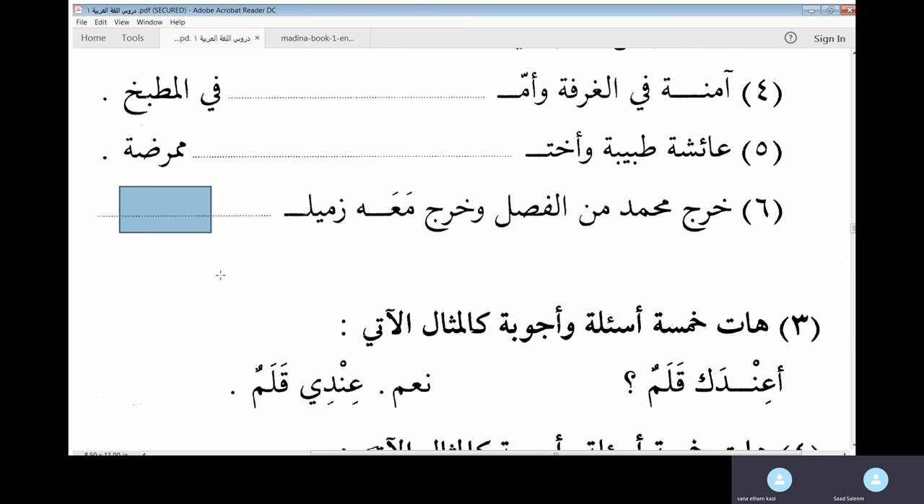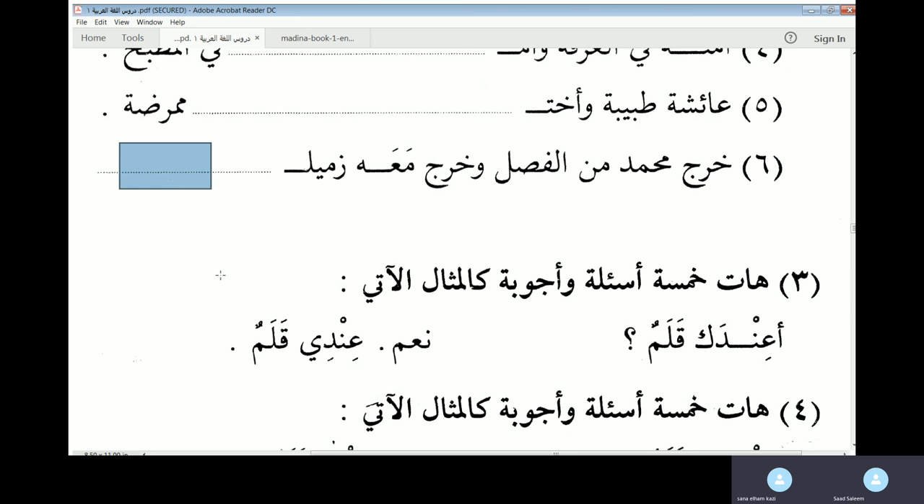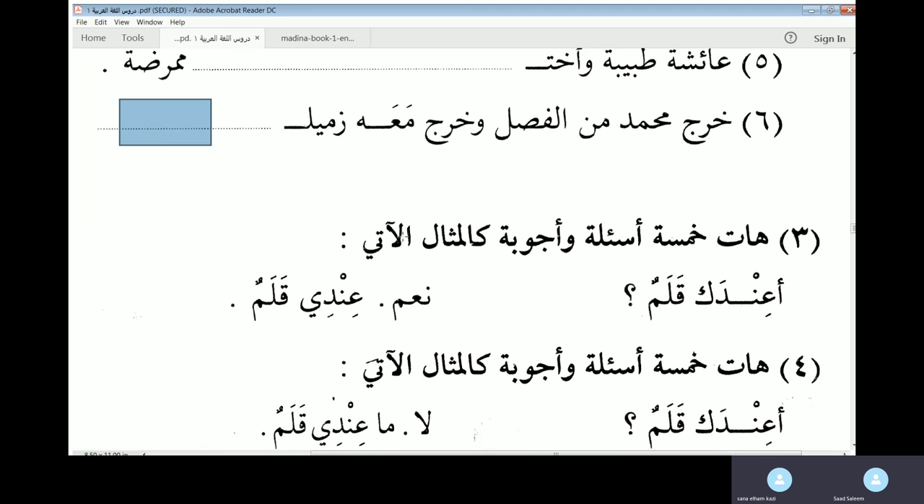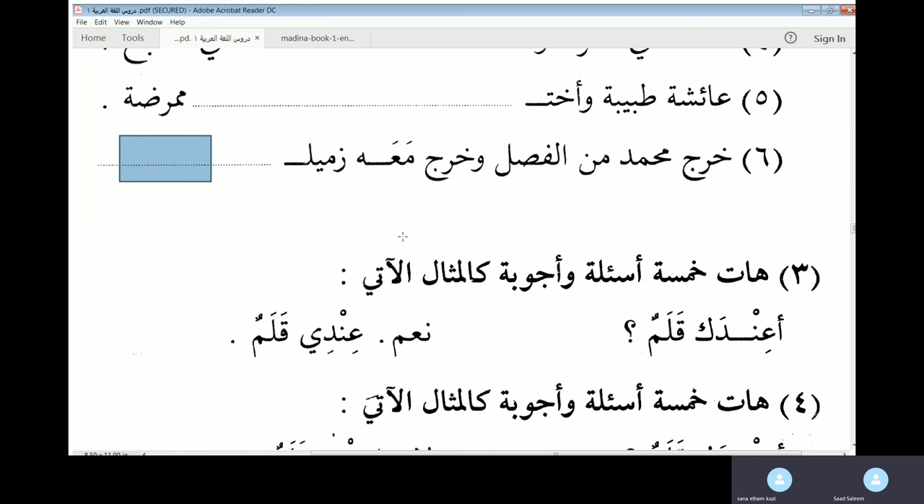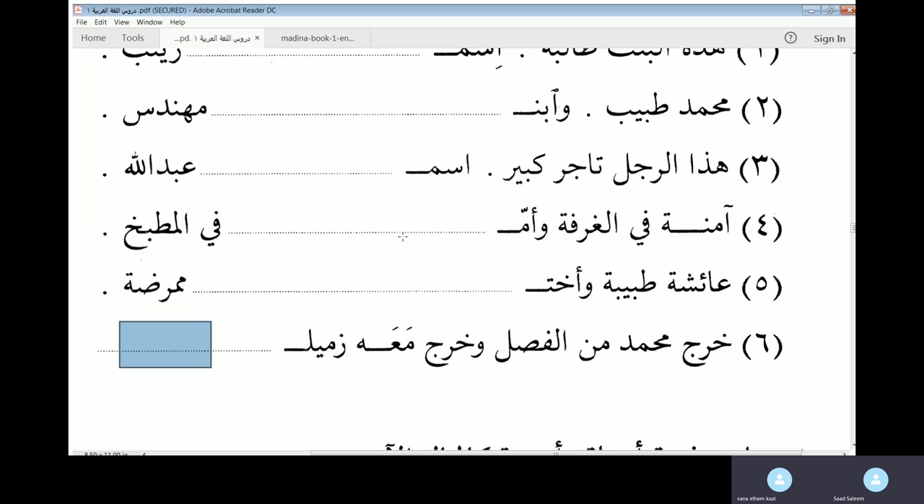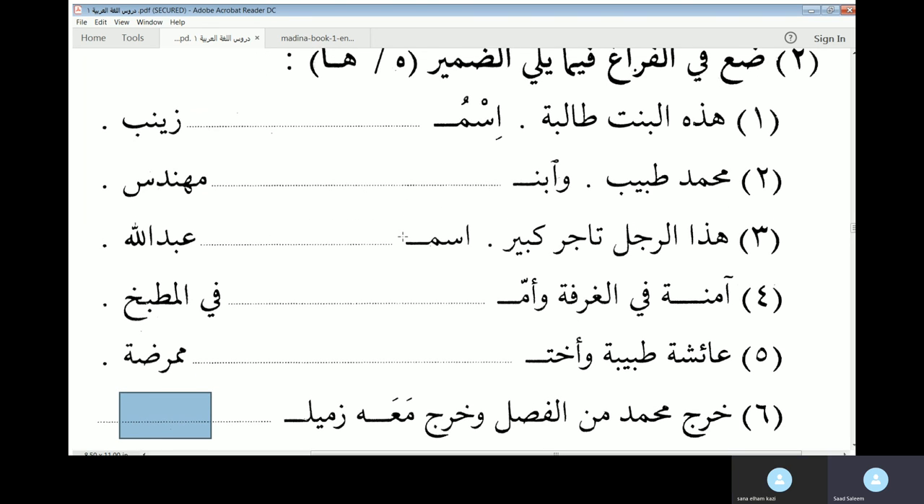Kharaja Muhammadun min al-fasli wa kharaja ma'ahu zamiluhu. So Muhammad went out from the class and his classmate went out with him. Is it madbakha or madbakhu in the fourth question? Madbakhi. Fil madbakhi. Aminatu fil ghurfati wa ummuha fil madbakhi.